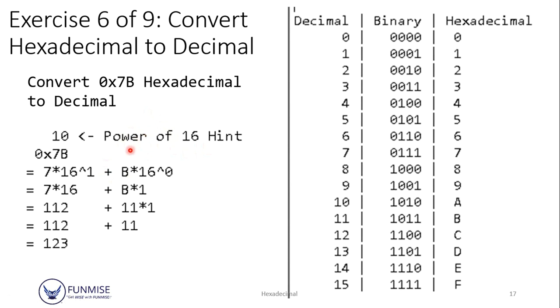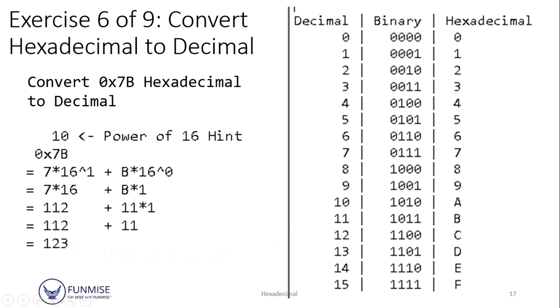Now, as we mentioned before, each place within a hexadecimal number represents a different power of 16. I've added a handy power of 16 hint at the top here. This is the 0, the 1, and so on, going that way. So we know this is the 16 to the power of 0 position, and the 16 to the power of 1. So this would be translated to 7 times 16 to the first power, and b times 16 to the 0 power. Now, 16 to the 0 power equals 1, but 16 to the first power equals 16. So this would be 7 times 16, and this would be b times 1. Of course, we have to translate what b is, but we have a handy table here to translate hexadecimal b to decimal 11. So we get 112 plus 11 times 1. 112 plus 11 equals 123. And thus is the answer.